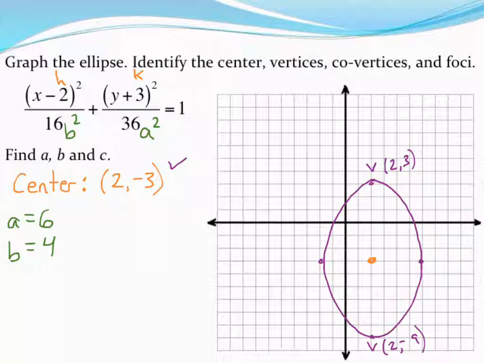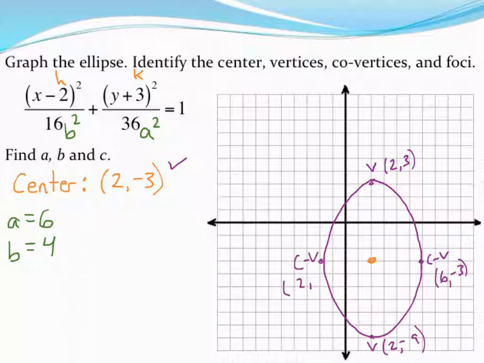The co-vertices then are the two vertices along the minor axis, the shorter direction, whether that happens to be vertical or horizontal. So I'll label those as CV because I'm feeling lazy. So the co-vertex, one coordinate is at (6, -3). And then my other co-vertex is at the point (-2, -3).